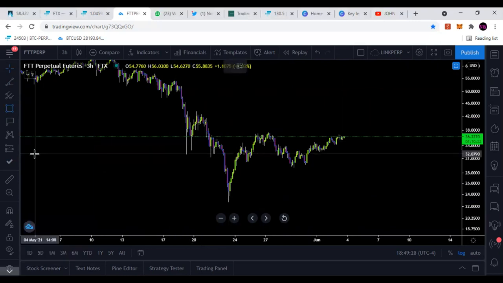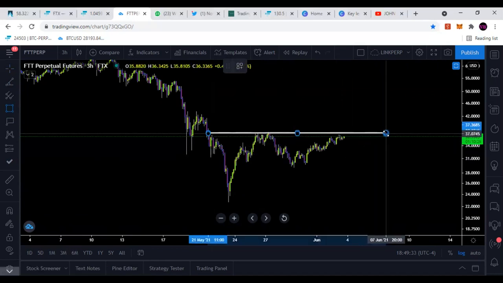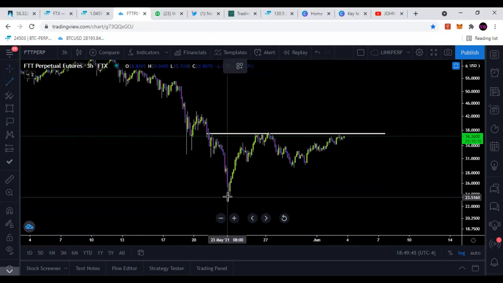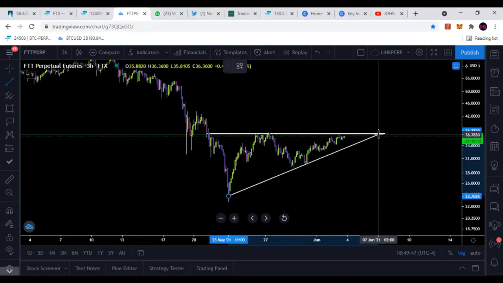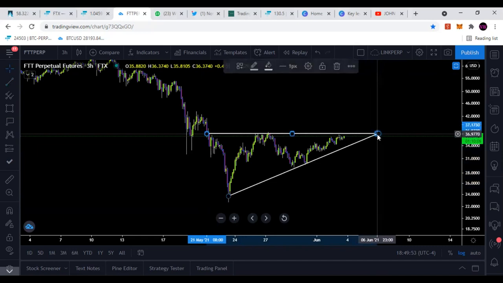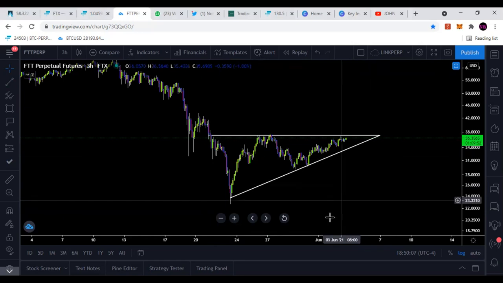First thing first, what you're going to look for is horizontal resistance here, which is very, very important. Horizontal resistance and up sloping support. Up sloping support here. So this is up sloping support. This is up sloping support. Now this is a fresh chart I'm doing. The BNB, the ETH, and the BTC, I've done that before. So I'm just doing this.